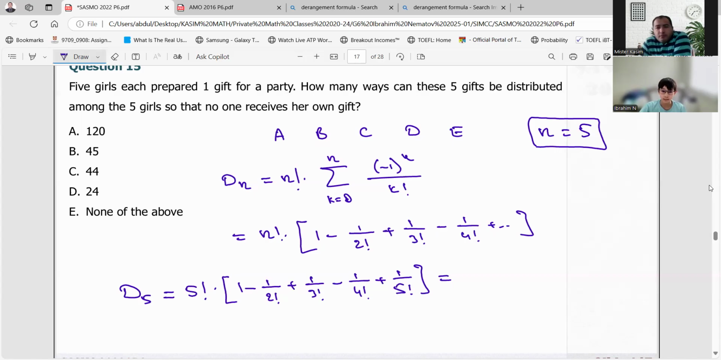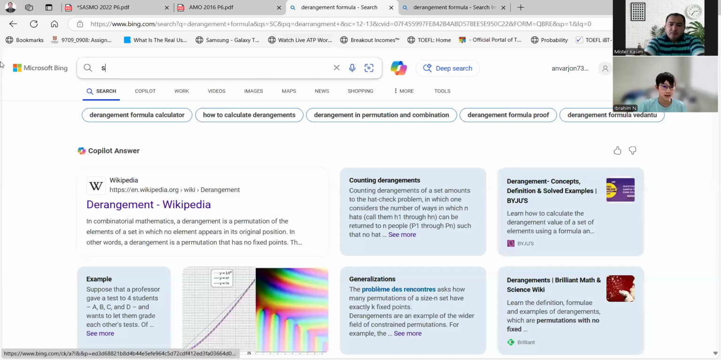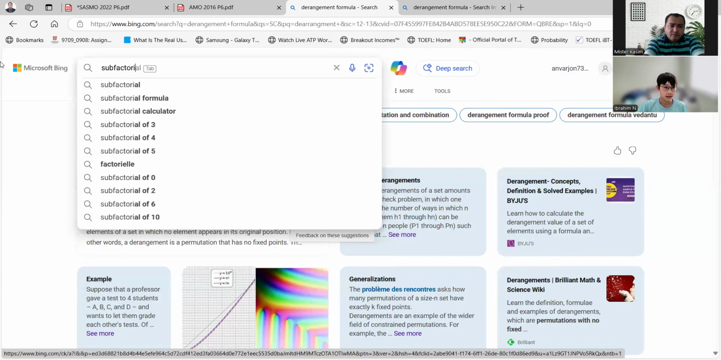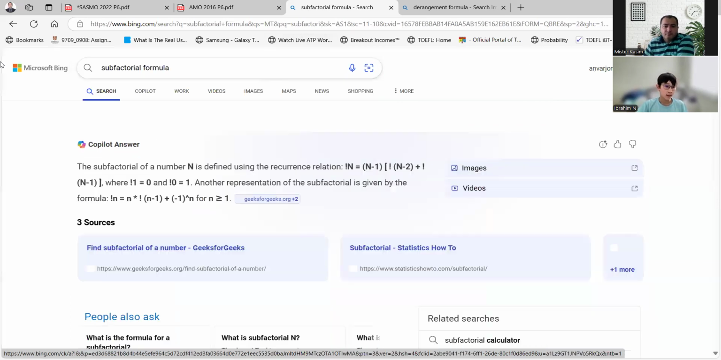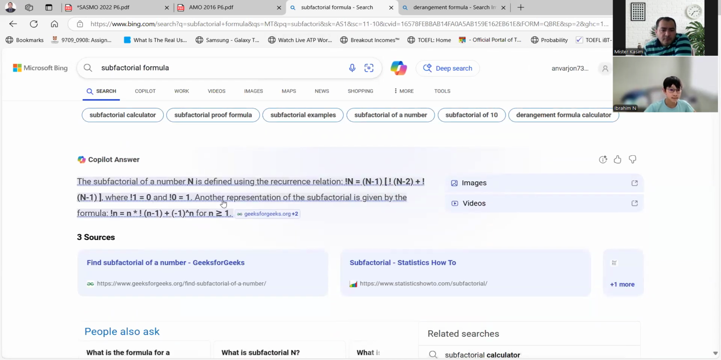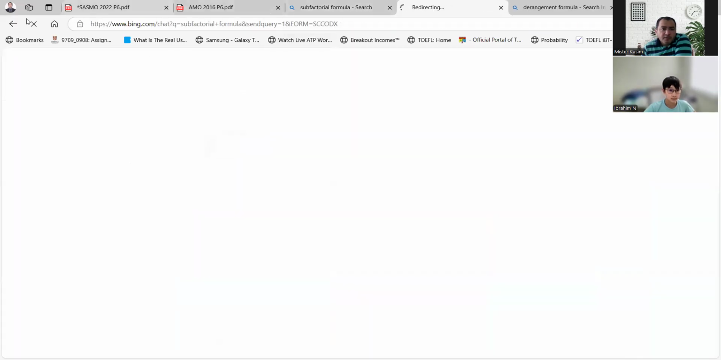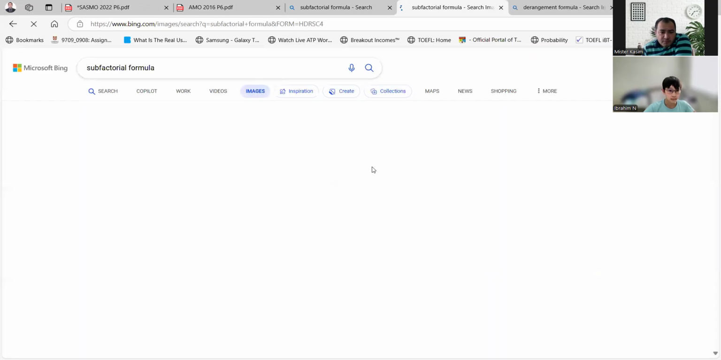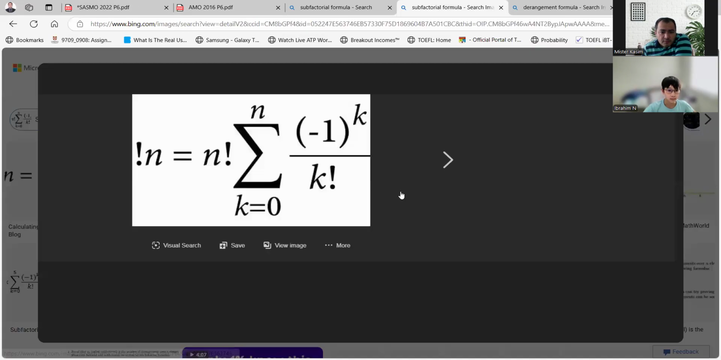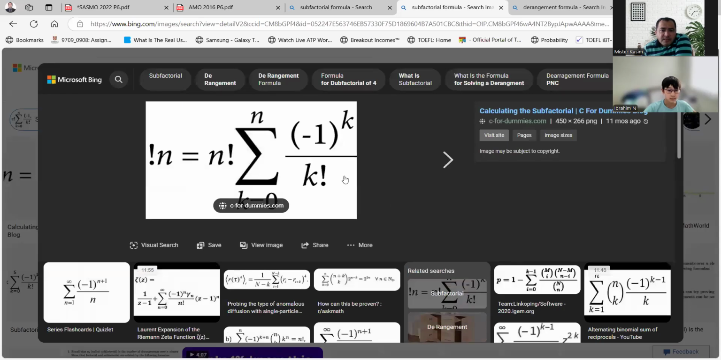Okay, what is the name of the formula that you saw before? Do you remember its name? Subfactorial. What is that? Because the formula looks very similar. Subfactorial. Let me just look, not Copilot, just one image here. Yeah, it's the same thing.